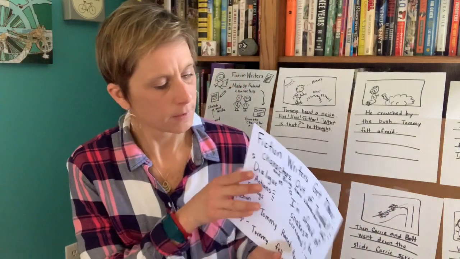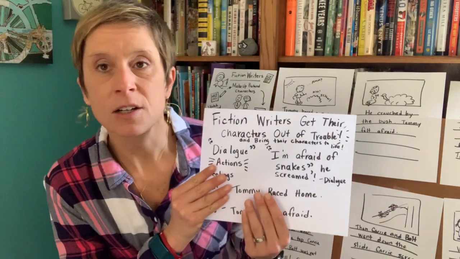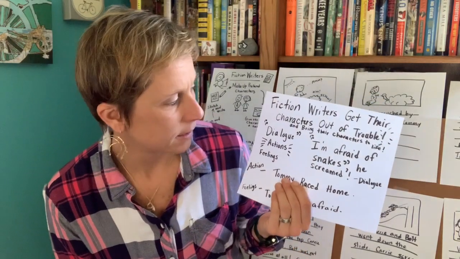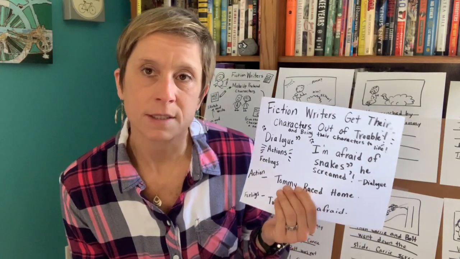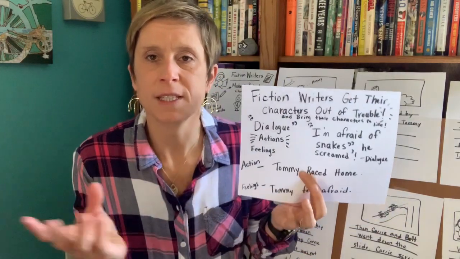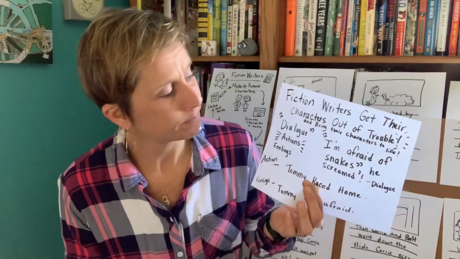Dialogue. I know most of us have talked about that in class, but I want you to think about that's the communication between characters, or the words that the characters say. Let's think about the first story. Here's an example of dialogue. I'm afraid of snakes, he screamed. They were Tommy's exact words. That's dialogue. As you're writing fiction, be sure to give your characters words that they say to themselves, or words that they communicate between characters.